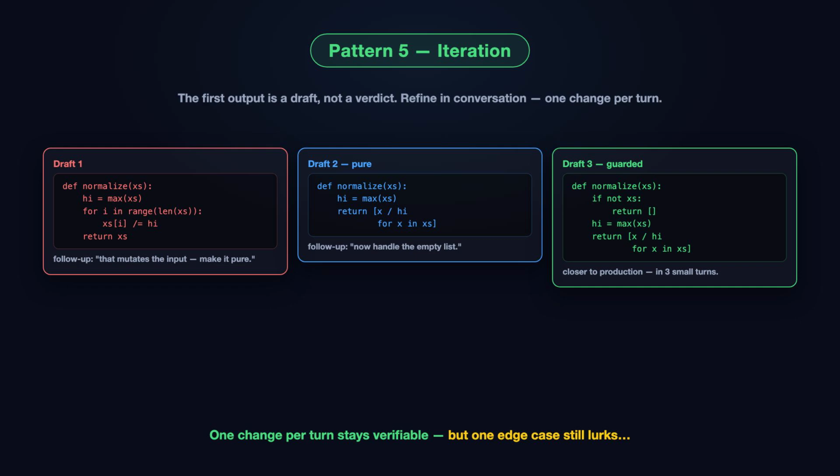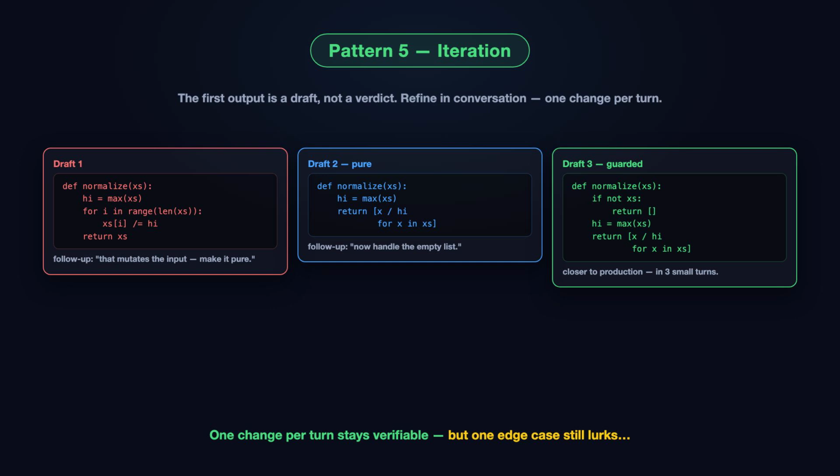Watch. I ask for a function that normalizes a list of numbers into the range 0 to 1. First draft, it takes the max, then loops and divides each element in place. It works, but look closely, it mutates the caller's list, which is a nasty surprise in real code. So I don't rewrite the whole prompt.